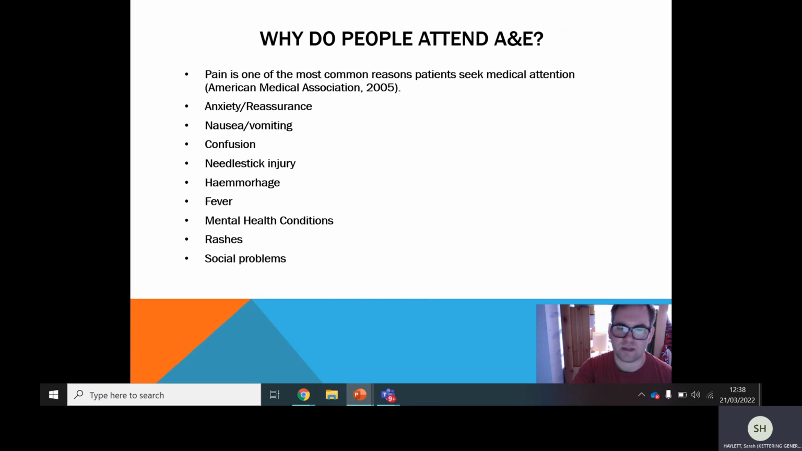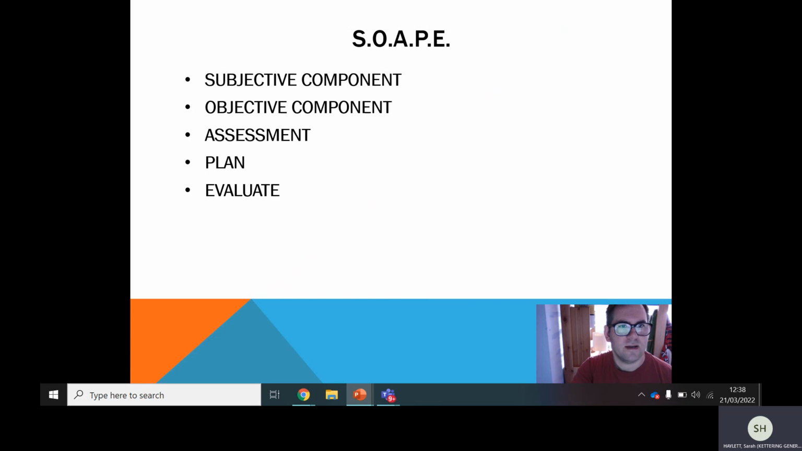Okay, so anxiety, nausea, vomiting, confusion, needle stick injuries, hemorrhage, fever, mental health conditions, rashes, and social problems. Loads of different reasons people attend. So we have a very basic assessment in accident and emergency. We used to use it quite a lot, and it works quite well in a very basic way.